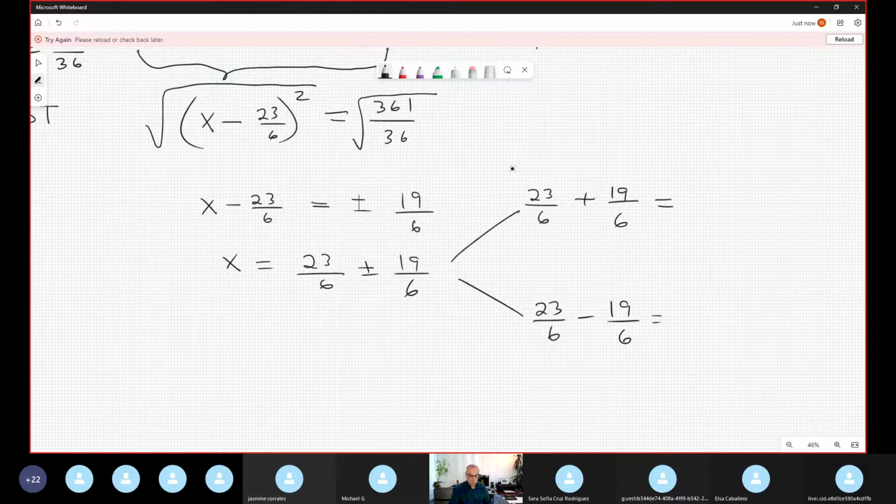Okay, this is 42. 42, yeah, 42 over 6 is 7. Wow, I like this answer. And 23 minus 19 is 4. 4 over 6. Okay, you can reduce to lowest terms because it's an even number, divide by 2. Wow, final answer.